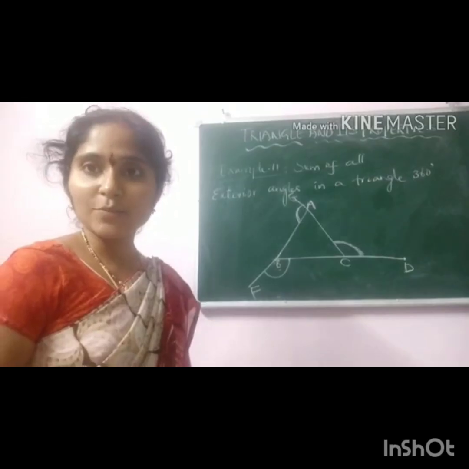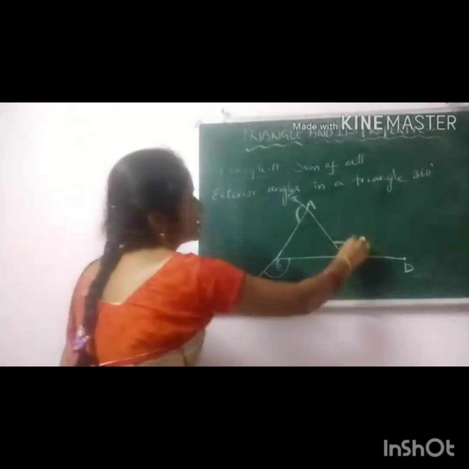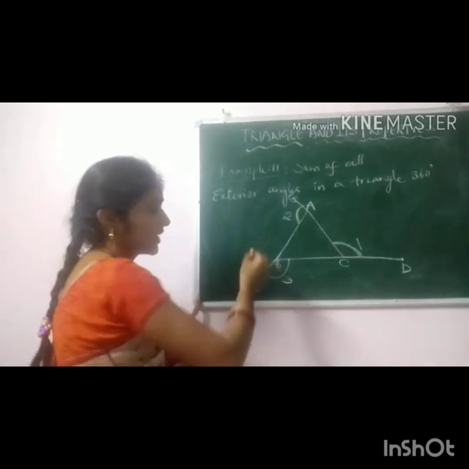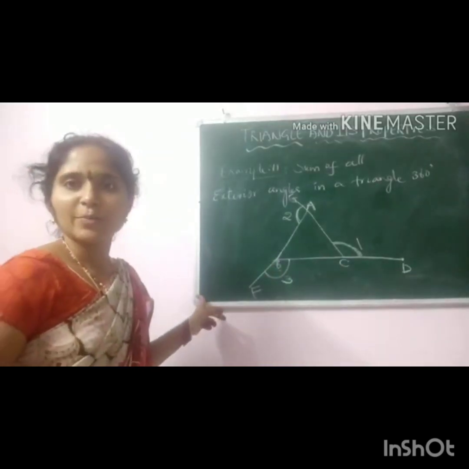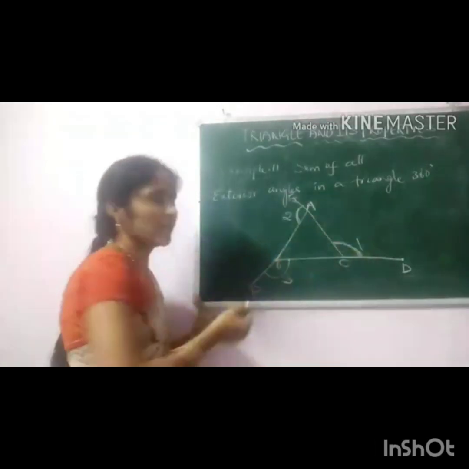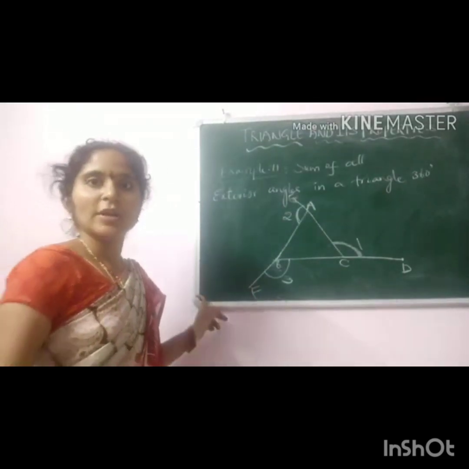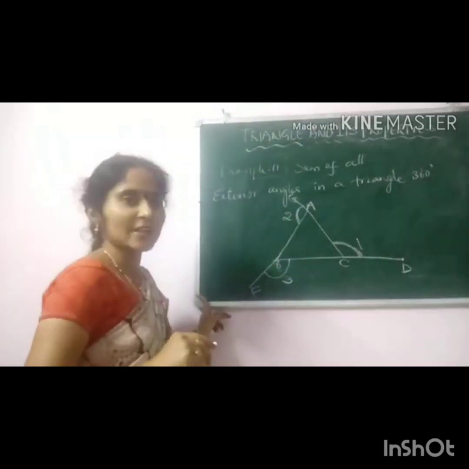Let us give the names of these exterior angles. This is exterior angle 1, this is exterior angle 2, and this is exterior angle 3. Whatever it may be, you can give 1, 2, 3 also, no problem. We can give angle names as we wish.